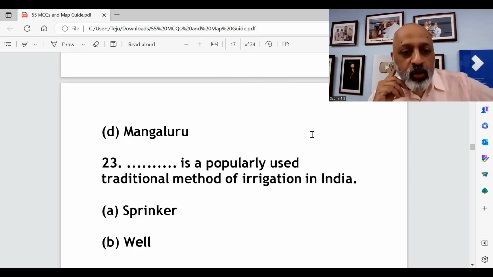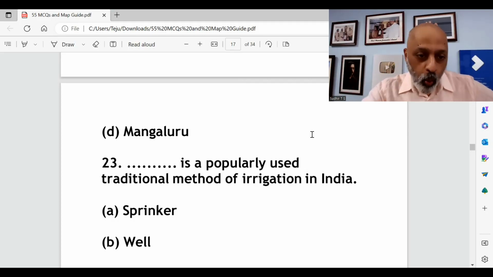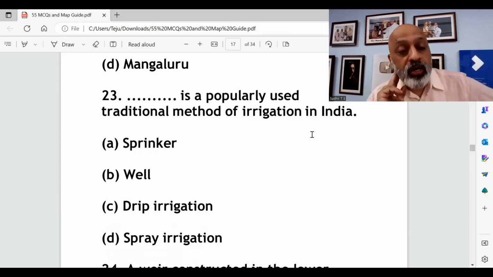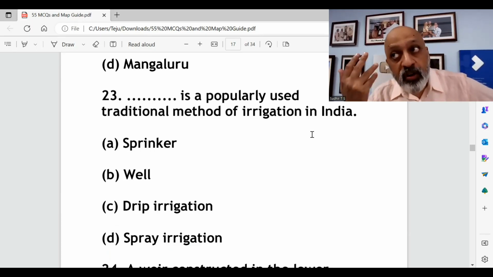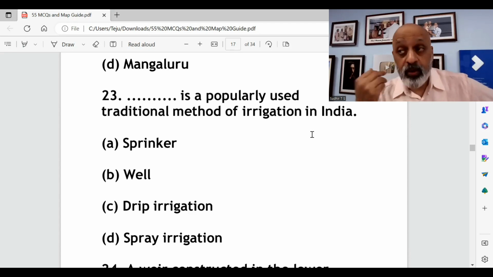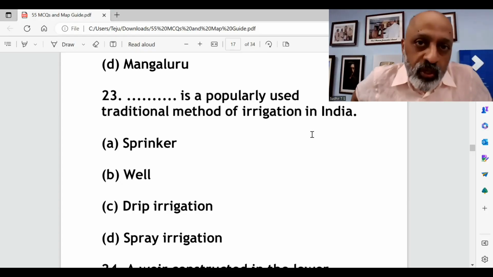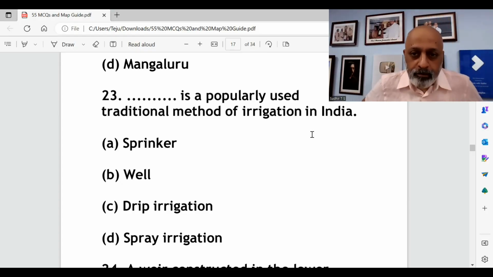Dash is a popularly used traditional method of irrigation in India. Traditional method. ध्यान रहे, कीवर्ड हमेशा क्वेश्चन को ध्यान से पढ़ने का। ओके, स्प्रिंकलर, वेल, ड्रिप इरिगेशन और स्प्रे इरिगेशन। कौन सा ऑप्शन है? Well is the traditional, in fact वेदों में भी इसका जिक्र है। Okay, it has been mentioned even in the Vedas that wells were used as a traditional method of irrigation in India.